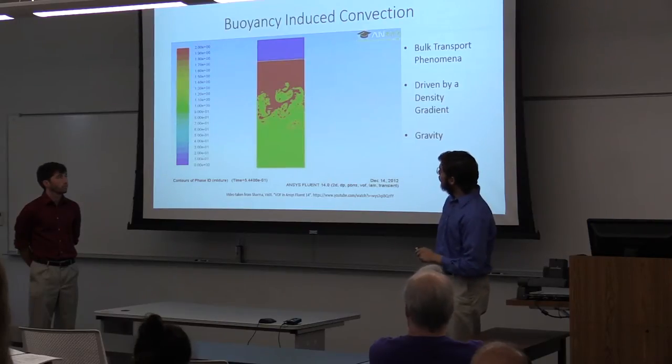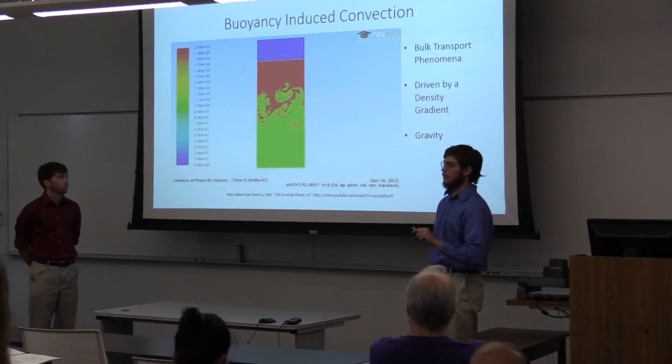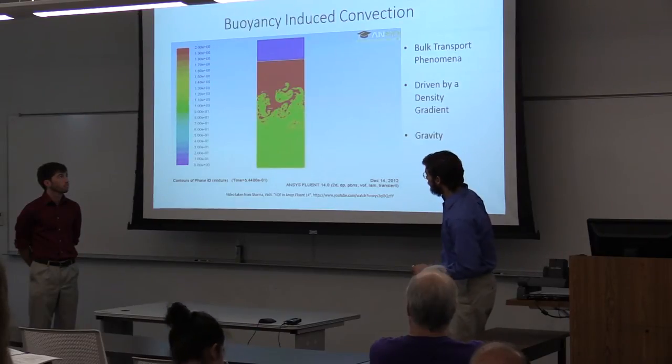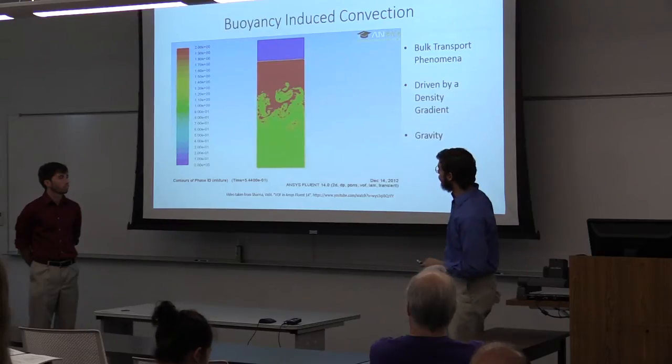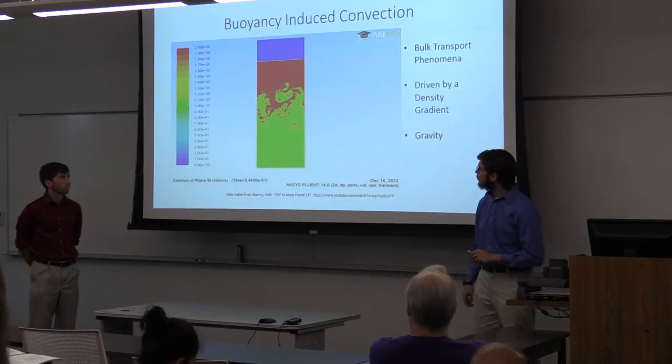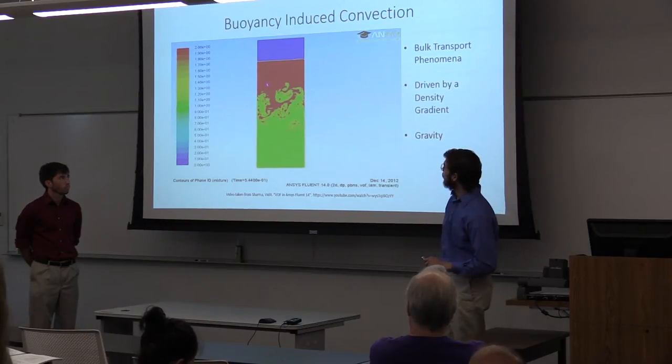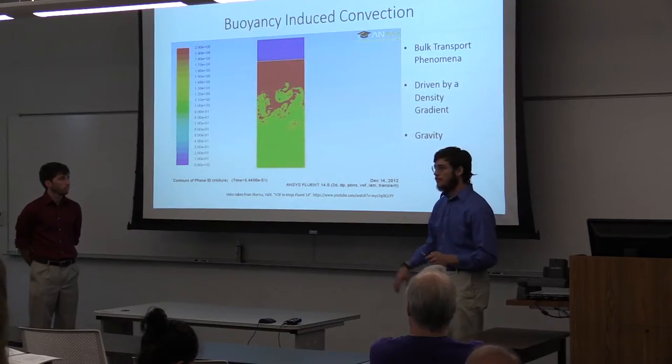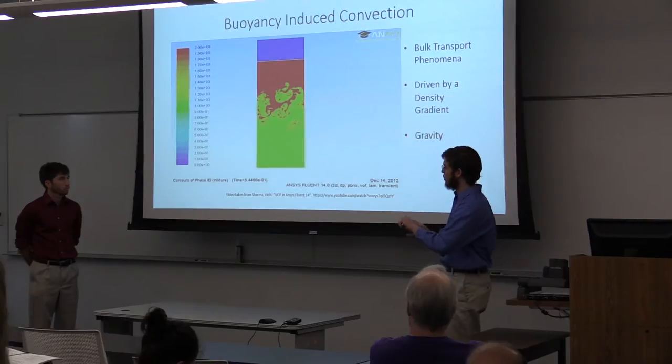Once the red fluid goes down into the green fluid, it displaces the green fluid. That's what I mean by bulk transport: we can see these huge bulk masses of each fluid flowing together rather than mixing.